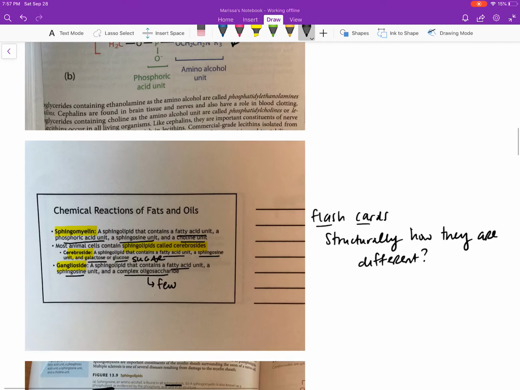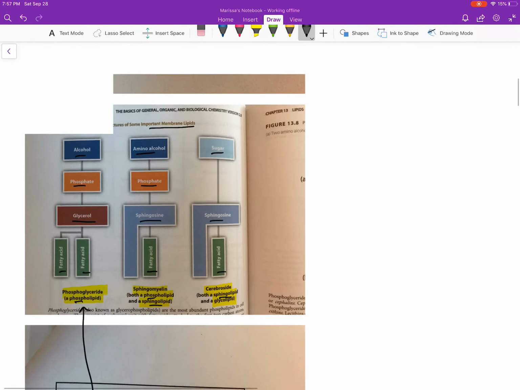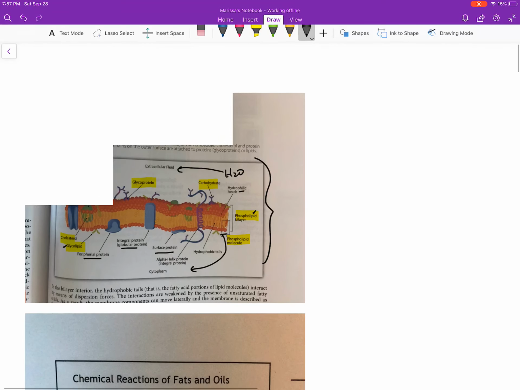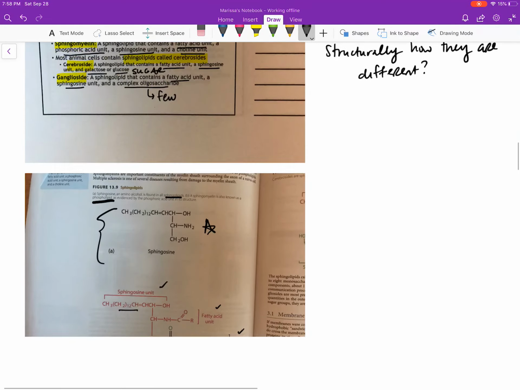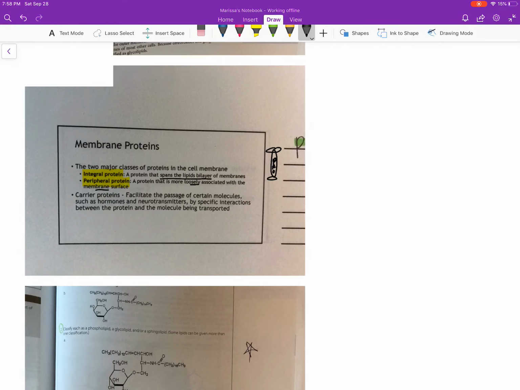So let's go back up and look at integral and peripheral. The peripheral is here on the side, whereas the integral is integrated throughout the entire lipid bilayer. What's the last one on here? Carrier proteins. These facilitate the passage of certain molecules, such as hormones and neurotransmitters. They do that through specific interactions between the protein and whatever molecule is being transferred. So that's the protein we saw at the very end that was called a carrier or transport protein.